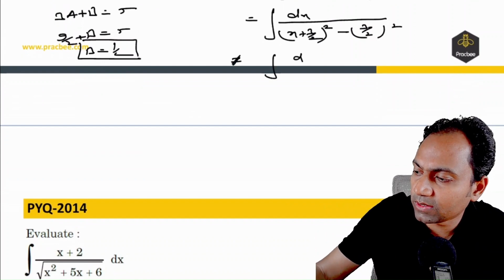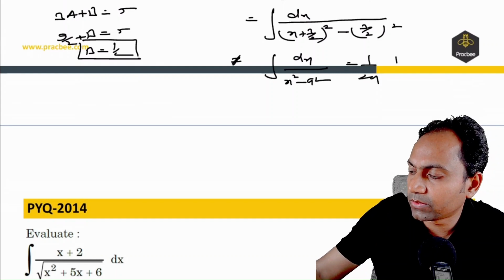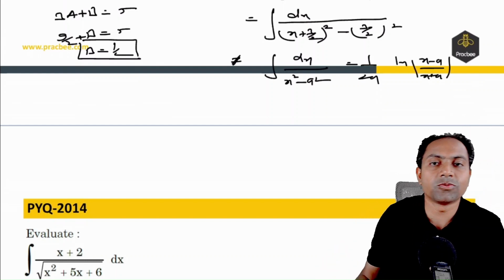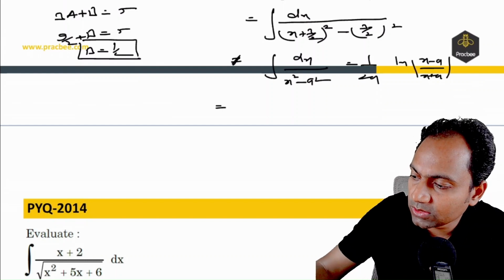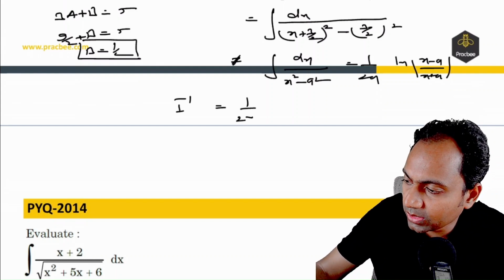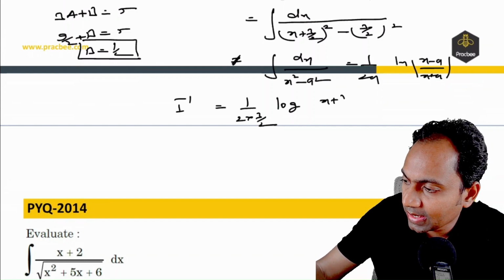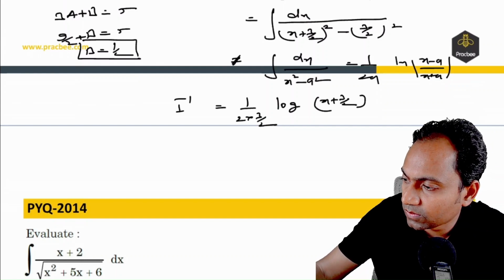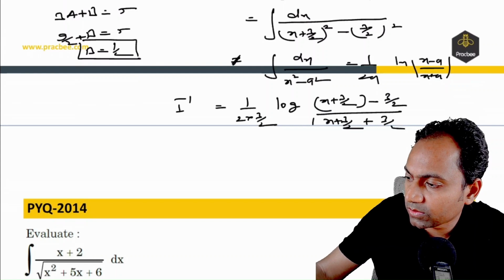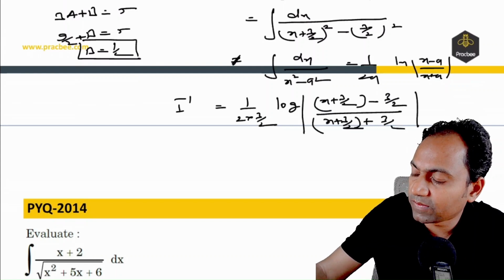If you have the integral of dx by x square minus a square, the value is nothing but 1 by 2a log of (x minus a) by (x plus a). We can use this formula here again. So the answer of I dash that we wanted to form has now become 1 by 2 times 3 by 2 and log of (x minus 3 by 2) by (x plus 3 by 2). And if I simplify this, I get my answer.